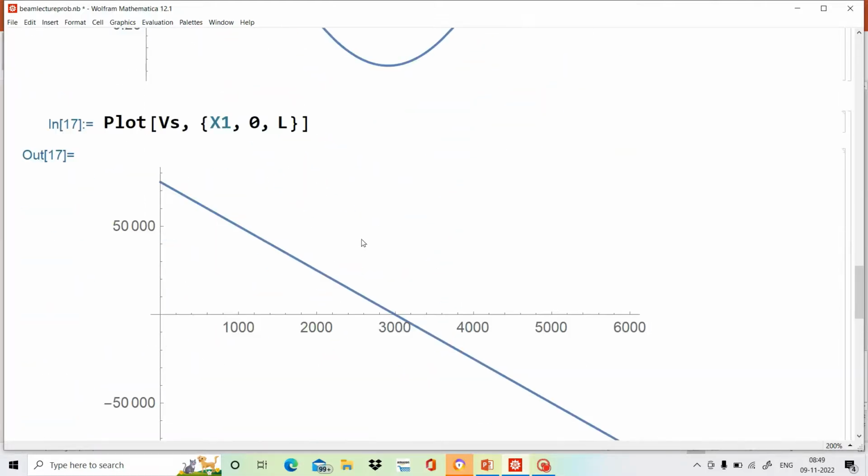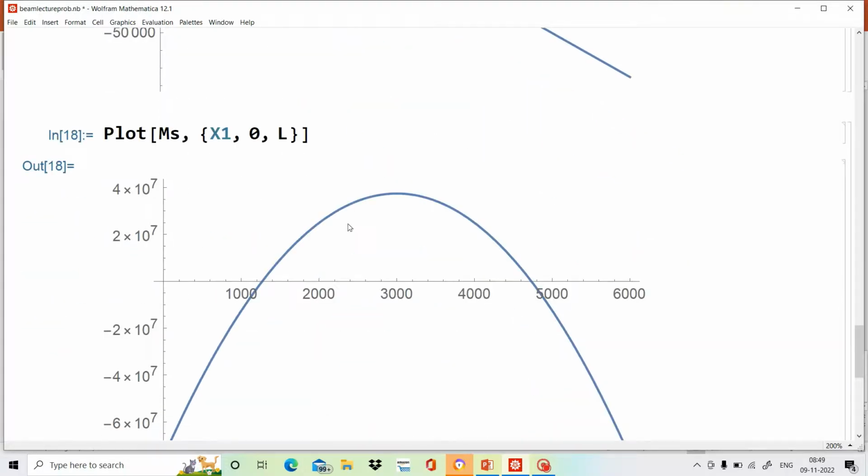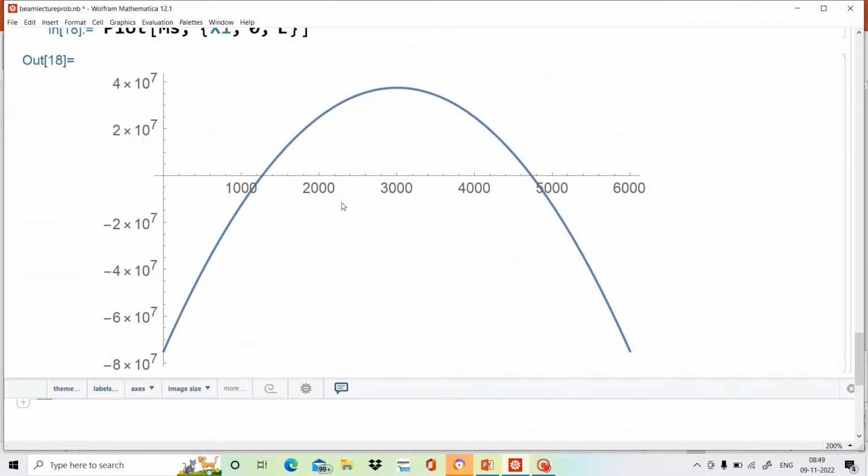Now we will see the shear force diagram. The same force is acting on it, therefore the shear force would be the same. And now we will see the bending moment diagram. So we can see here that bending moment is not positive throughout the length, but at this portion it is positive, and at the end of the section of the beam it is negative.